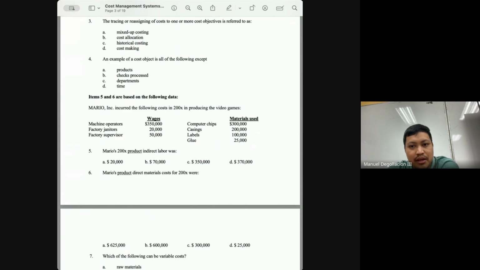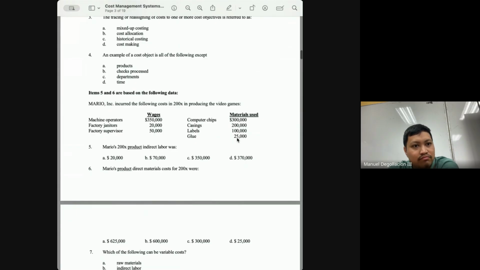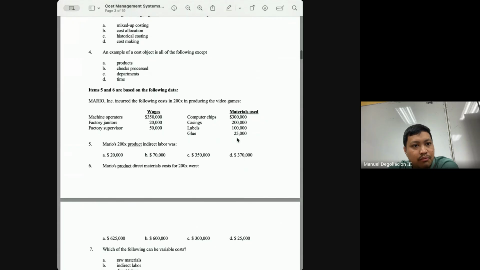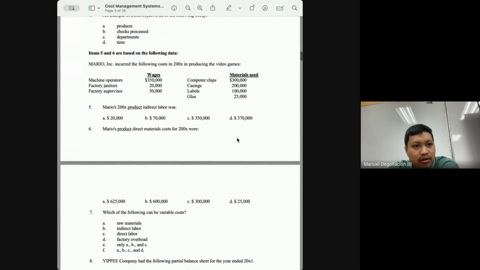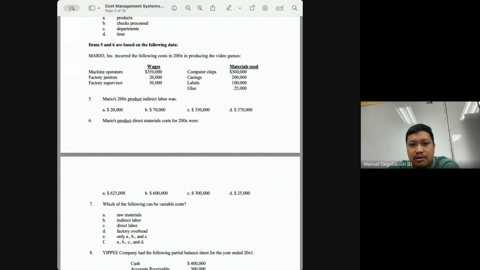Cost time will not be a cost object class, but this could be your cost driver. So the answer for number four is delta. Let's try to answer numbers 5 and 6.